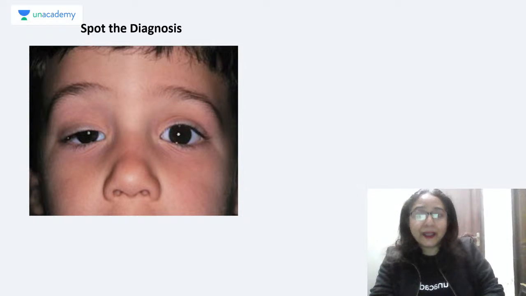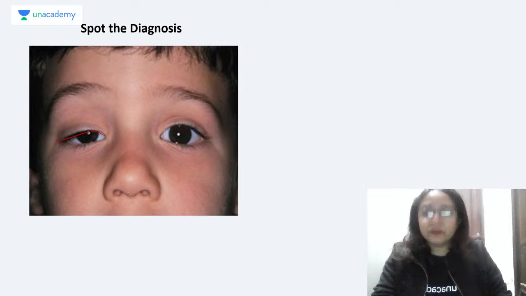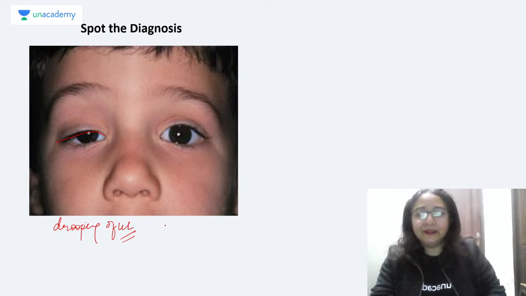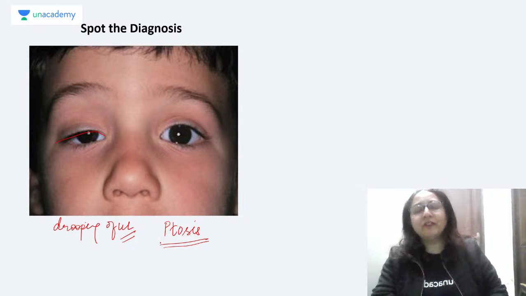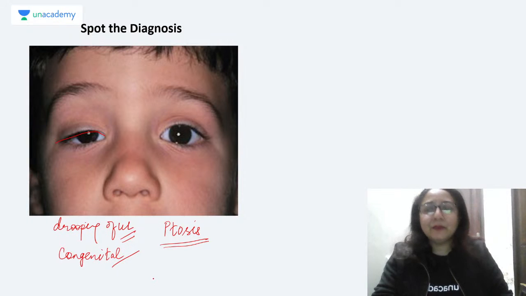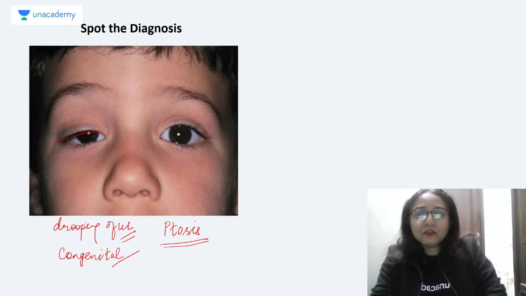Look at this eye. Here it is covering more than 2 millimeter of the cornea. Okay, so it is drooping. Drooping of the upper lid is there. This is your ptosis. Okay, this is what is your ptosis. And from the morphological features, I can tell you it is a congenital ptosis, that is the ptosis since birth. What is making me say this? The absence of lid crease.